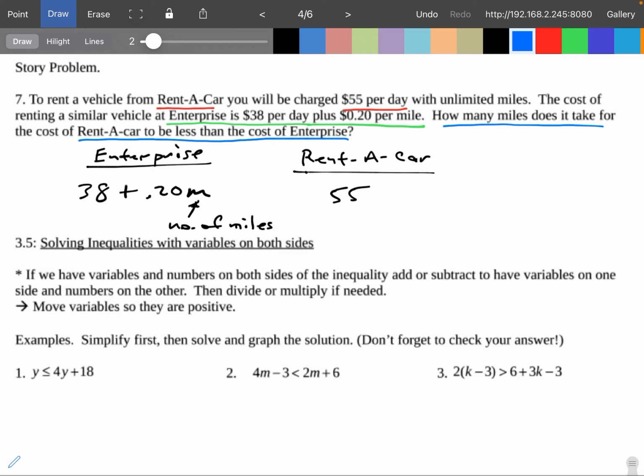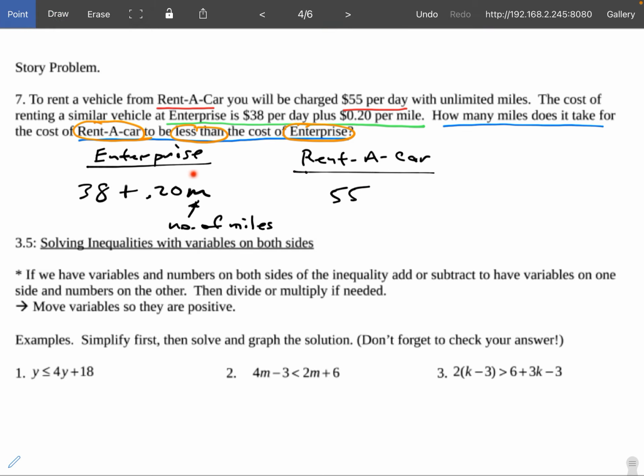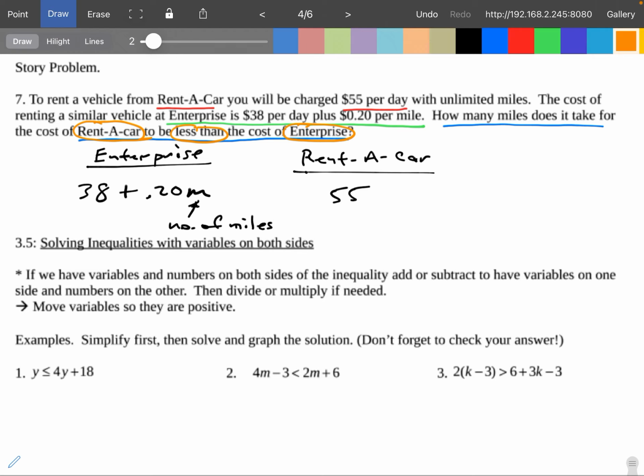The question here says, how many miles does it take for rent a car to be less than Enterprise? So we want rent a car less than Enterprise. That's the key thing right there. Maybe I should do this in a different color. Let's go with this color. We want rent a car less than Enterprise. Hopefully you guys can see that.